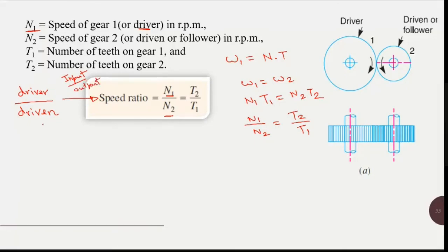Sir, speed ratio is different and velocity ratio is different, sir. No. Velocity ratio should be equal.